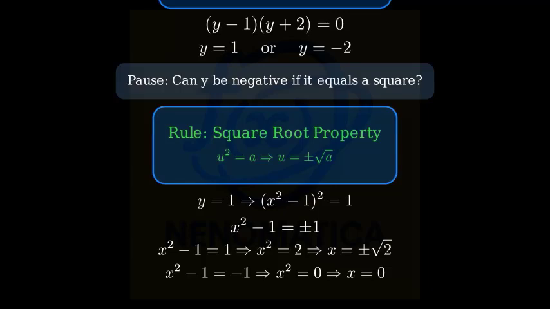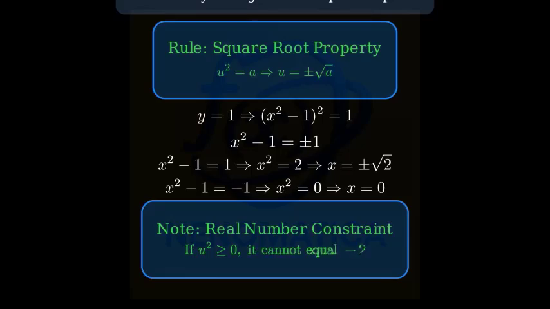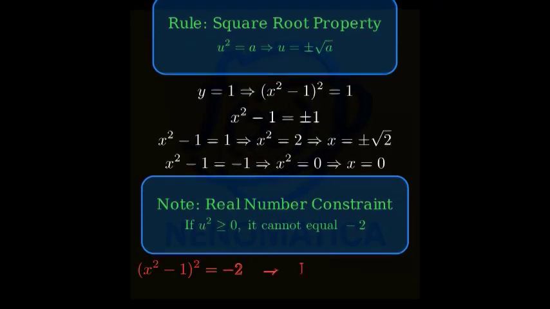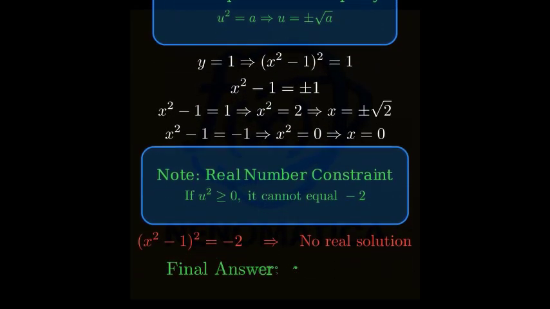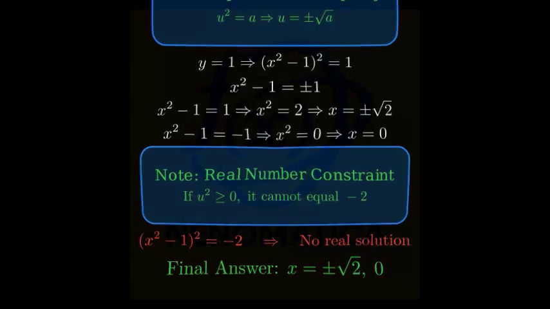Step 4. Check the second case y equals -2. Because y equals (x² minus 1)², it must be non-negative. So the equation (x² minus 1)² equals -2 has no real solution. Therefore, the real solutions for x are plus or minus square root of 2 and 0.